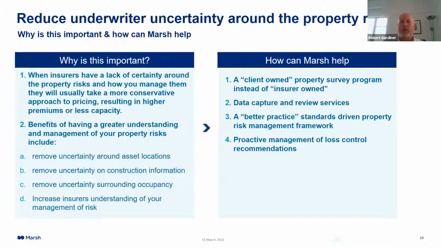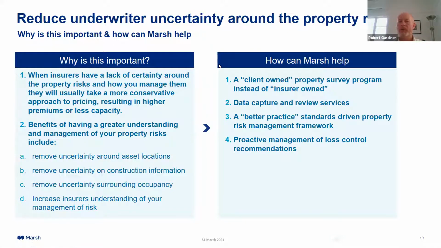The fourth key component is around the occupancy. So insurers are interested in, okay, what's the plant and equipment within the asset? Does it come from a reputable manufacturer? Is it being maintained to the OEM specifications? Ultimately, what's the resilience within your manufacturing process? So what redundancy do you have in the event of an outage?